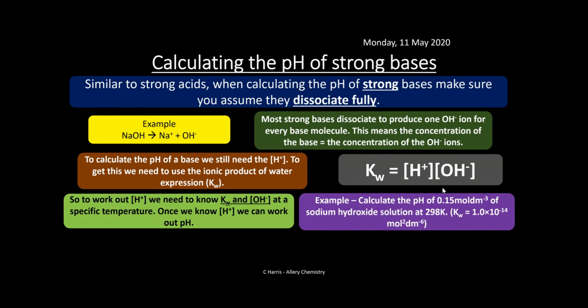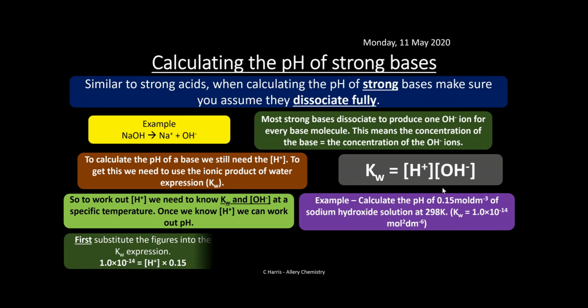So let's have a look at an example. We're going to calculate the pH of 0.15 moles per dm cubed of sodium hydroxide solution at 298 Kelvin, with a Kw value of 1 times 10 to the minus 14 moles squared dm to the minus 6. You'll be given the Kw value, but Kw has a standard value at room temperature and pressure of 1 times 10 to the minus 14. If it deviates away from that, you will be given that figure. So just try and remember that figure in particular.